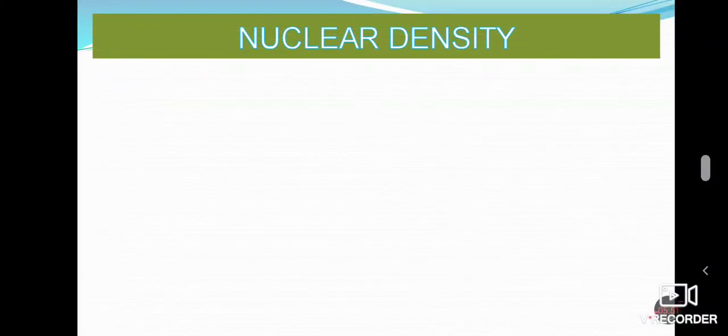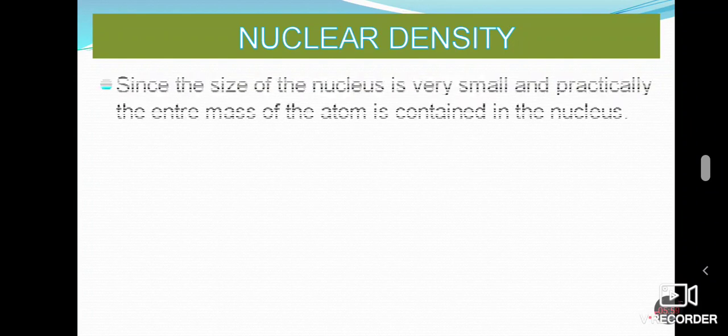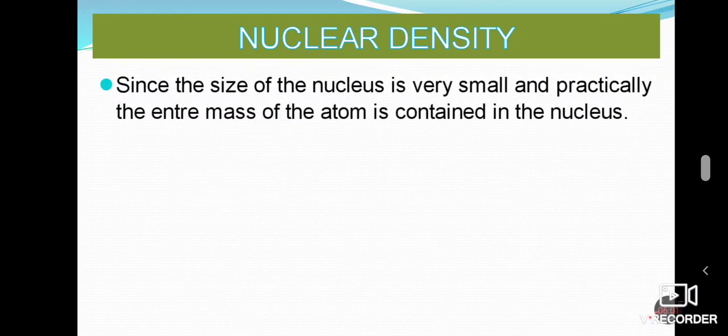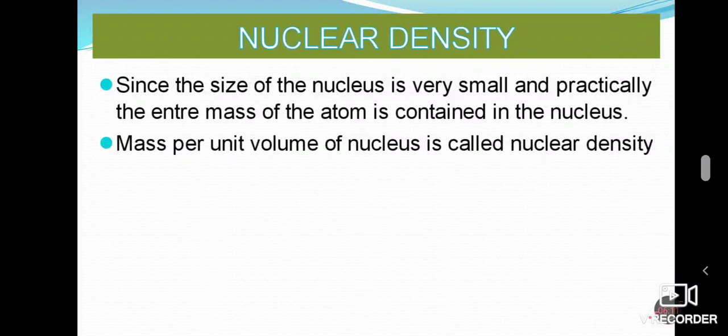Next we will discuss the nuclear density. Already we know how to define density: density is equal to mass by volume. The size of the nucleus is very small, and practically the entire mass of an atom is contained in the nucleus. Then the mass per unit volume of the nucleus is called the nuclear density.